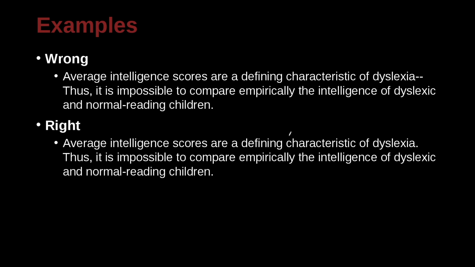Average intelligence scores are defining characteristic of dyslexia. And here we end it, and then at the incorrect we have 2 hyphens, which makes a dash. Thus, it is impossible to compare empirically the intelligence of dyslexic and normal reading children. So clearly, a dash does not have a capital letter after it. Rather, a dash explains something in more detail or changes the tone. So it's best just to have a period here because it's 2 separate sentences.